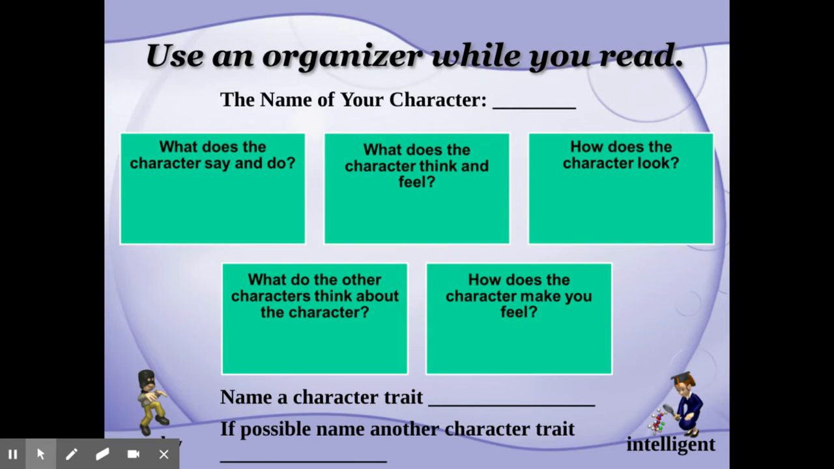So be thinking about, what is she saying and doing? What is she feeling? How does she look? How are other characters thinking about her? And how does the character make you feel?